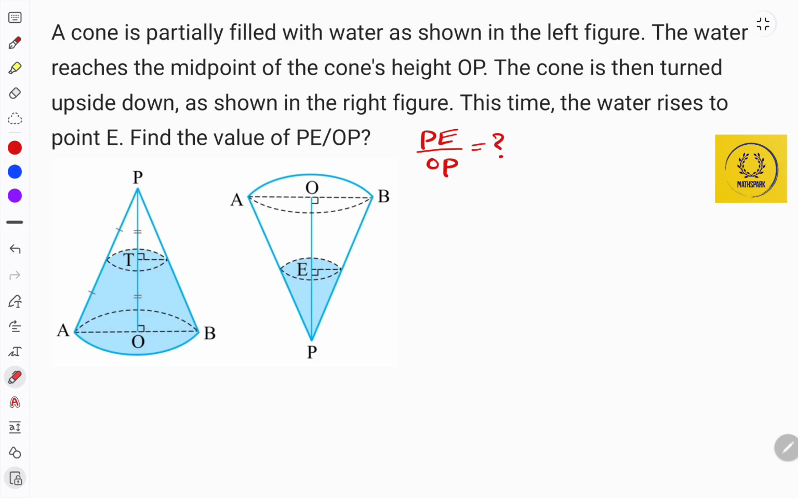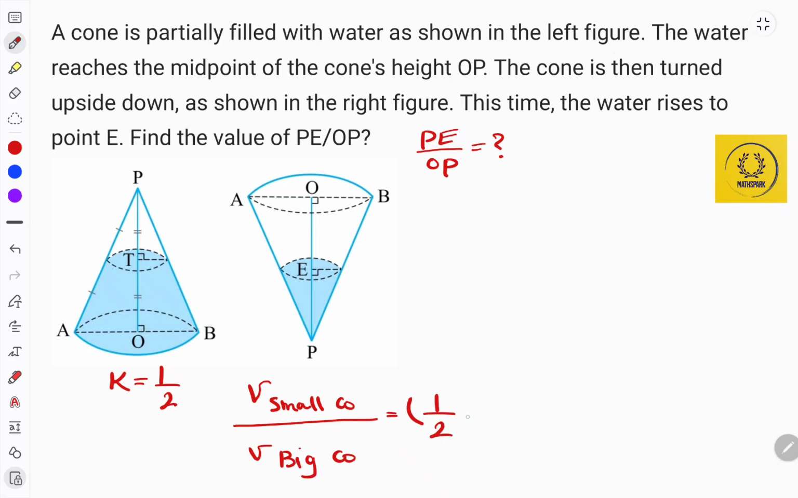And now remember an important fact. The ratio of the volumes of two similar solids is the cube of their scale factor. In fact, when their scale factor is 1/2, the volume of the small cone over the volume of the big cone is the scale factor to the power of 3, which is 1/8. That means this small cone occupies 1/8 of the entire cone.